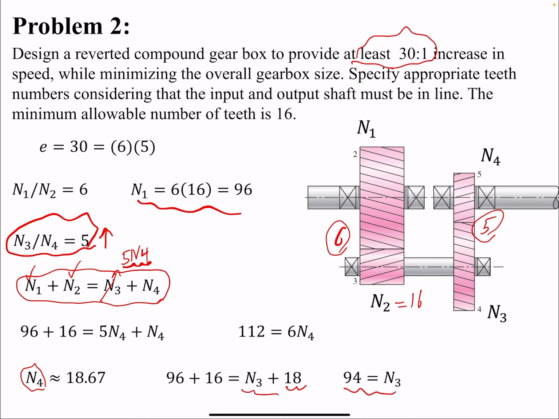Let's see what would be our ratio. Our ratio here of N3 to N4 would be 5.22, which is more than 5, which means that if you multiply it by 6, it's gonna be more than 30. So we have reached our velocity ratio, and we have met our geometrical condition that the input shaft and the output shaft are in line. So this is the input shaft and this is the output shaft, and that's the intermediate or idler shaft.